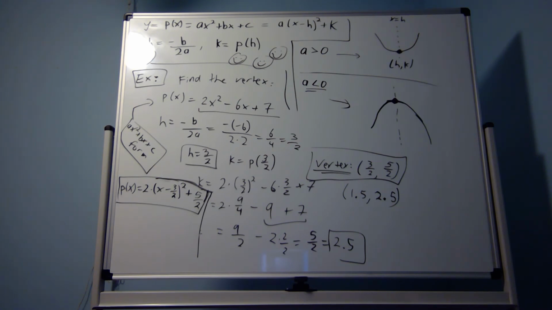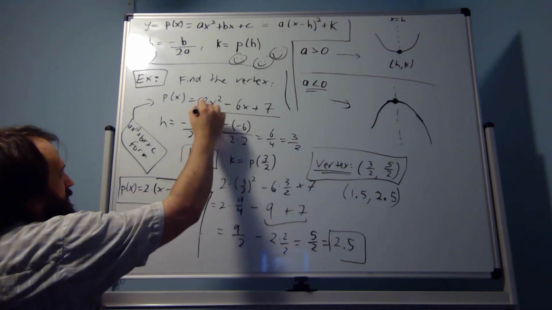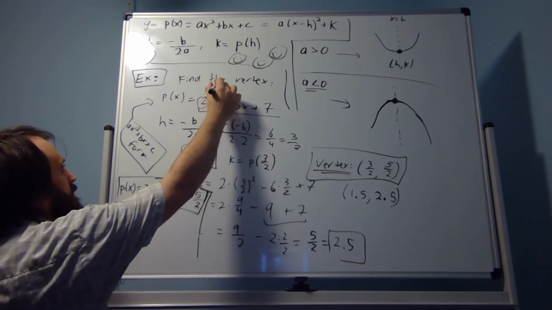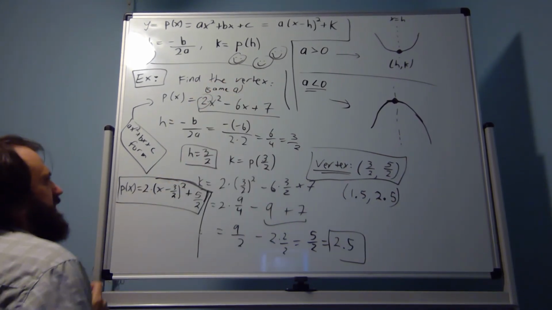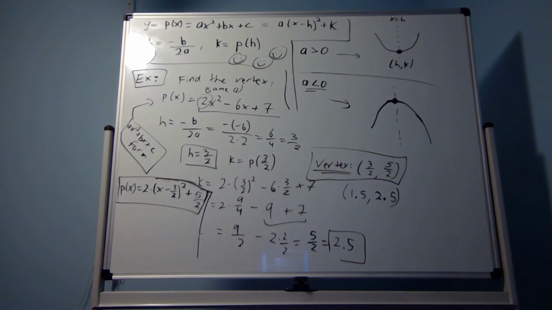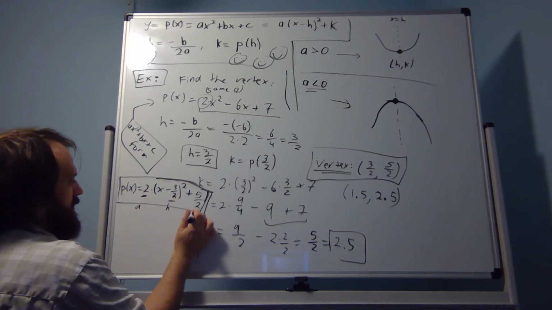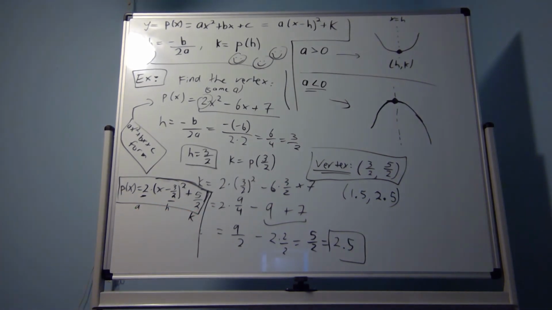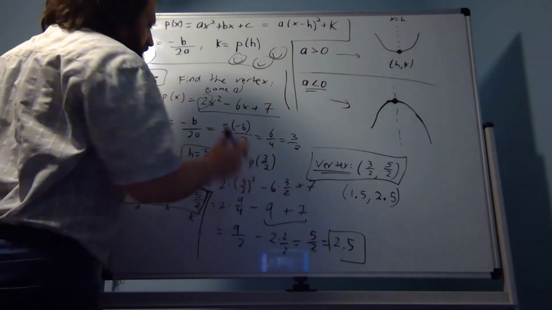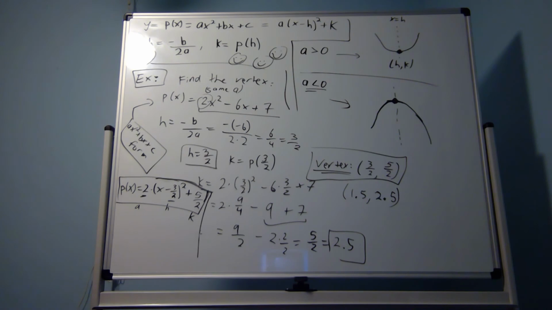So because it's the same A, the two different standard forms, the HK form and the AX squared plus BX plus C, those two A's are literally the same A. So what do you need? You need A, you need H, you need K. You find H as negative B over 2A. K is just you plug H into the polynomial. And there you have it. It's very nice.